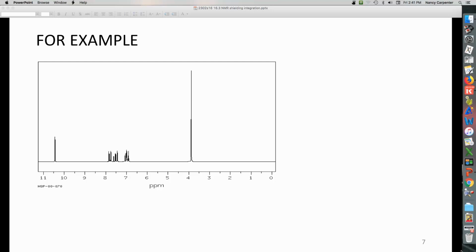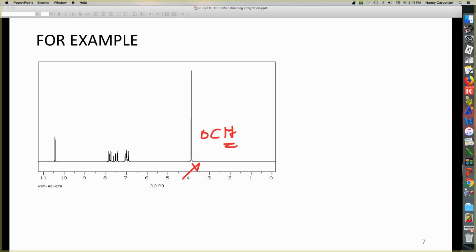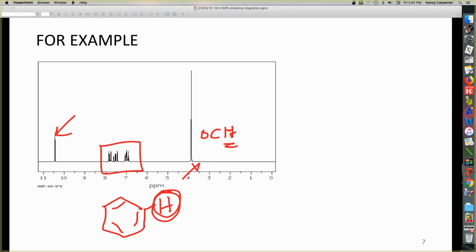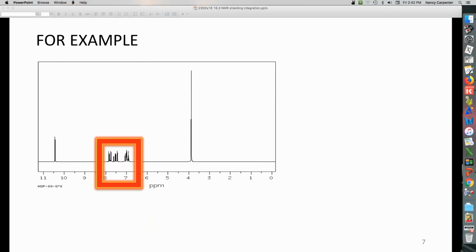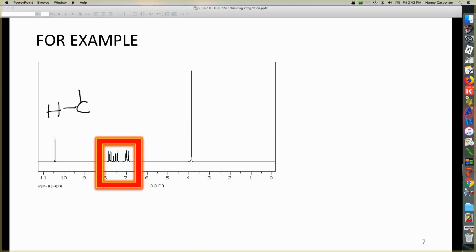Here's another example. We've got something around 4. Bet you any money it's an OCH something, right? And then these guys, that's just screaming aromatic hydrogens. But geez, what in the world could be even more deshielded? Well, your correlation chart will tell you in a heartbeat that that is associated with an aldehyde. Okay, so aldehydes show up.